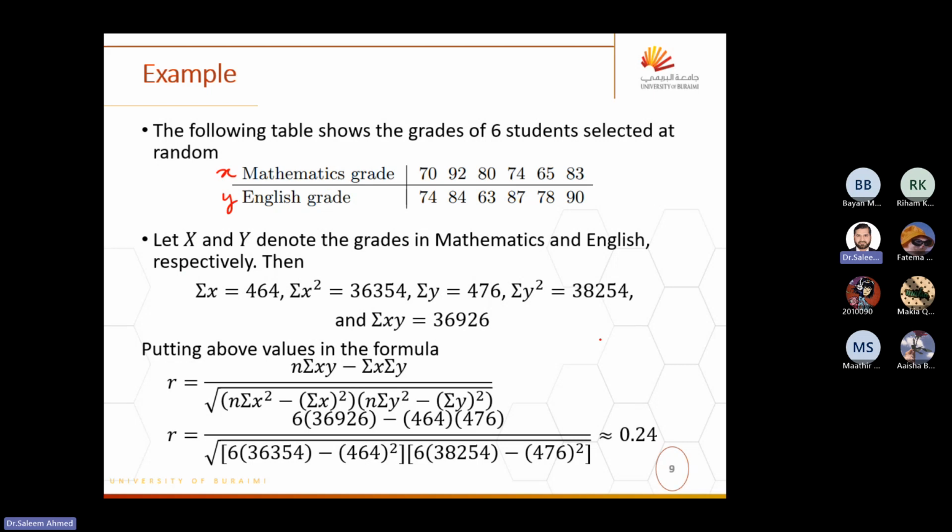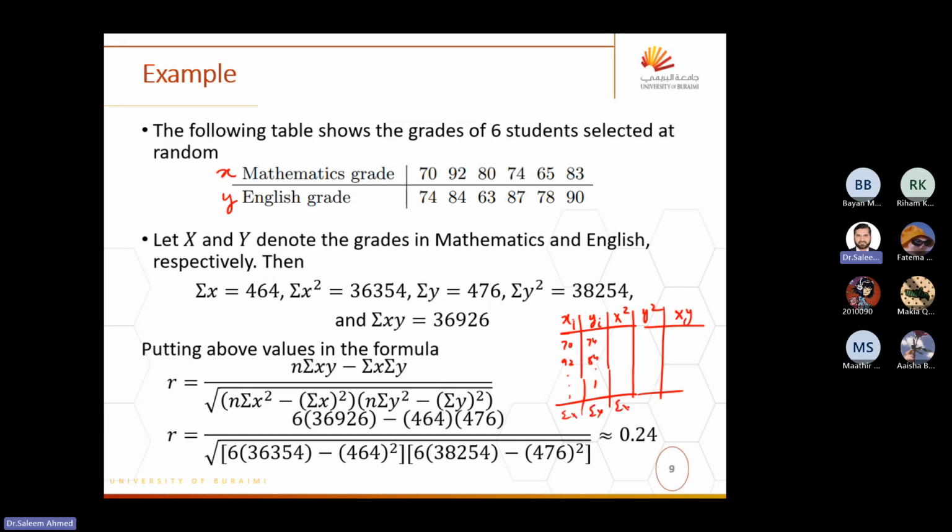So what I can do is write in columns. These are actually X i's, Y i's, right? But you can just simply write X, Y, no problem. 70, 92, so on, 74, 84, so on. So if you write all these values, take the square of X, take the square of Y, take the product of X, Y, and get all the sums.